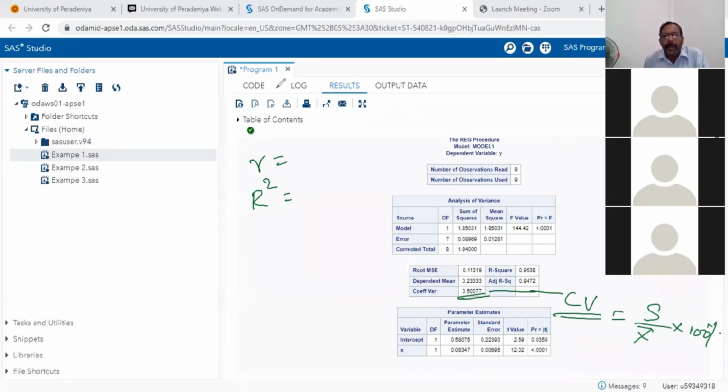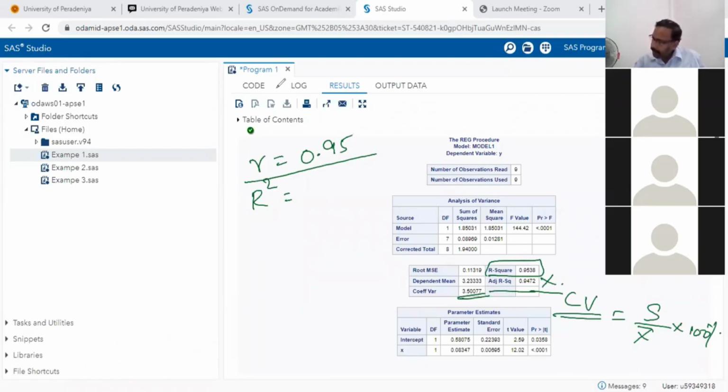Right? So here, R square is already there. What is the R square? Here the R square, this is what we will have to look at. We don't want to go for adjusted R square. We can say R square, that is almost in 2 decimals, 0.95. Very high.